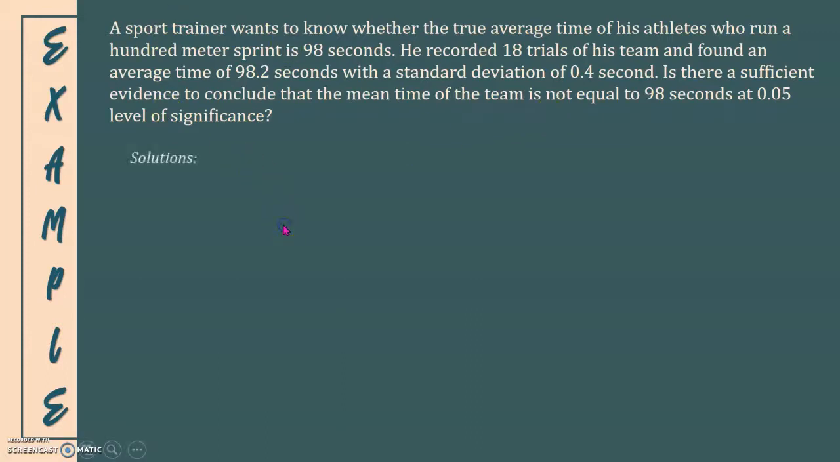So first, before we go to step 1, let's identify what's given. Our n here is 18 because he recorded 18 trials. Our population mean is 98. Our sample standard deviation is 0.4, and our sample mean is 98.2 with a level of significance of 0.05.